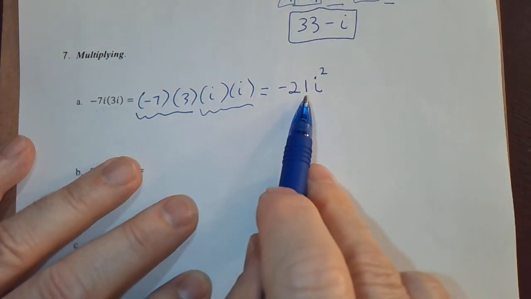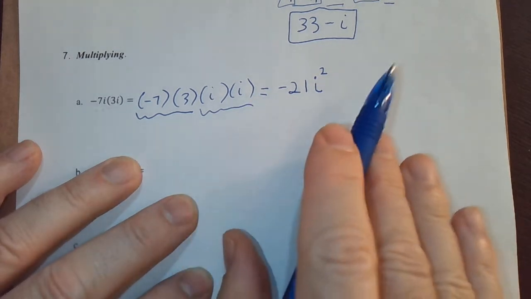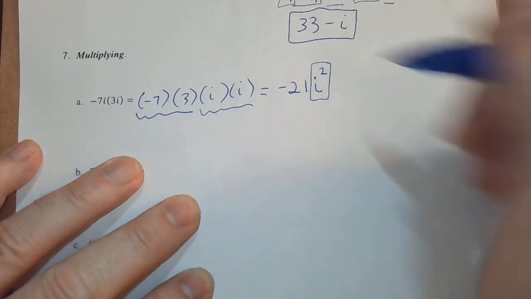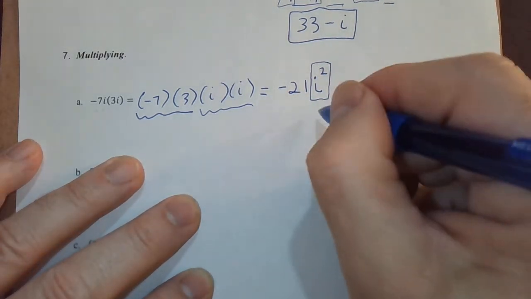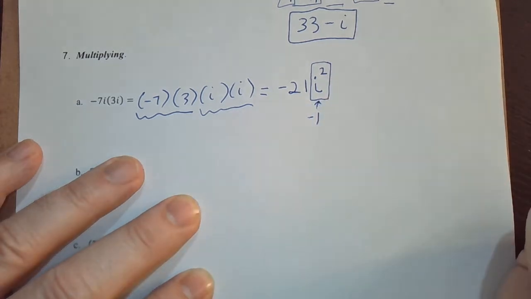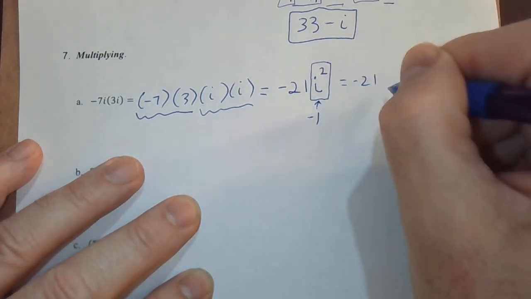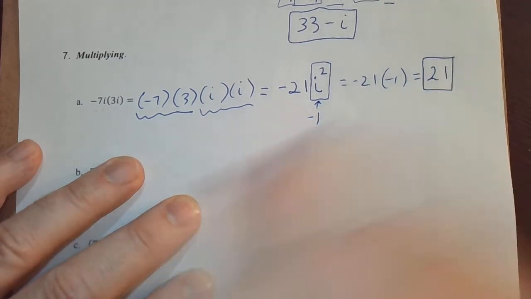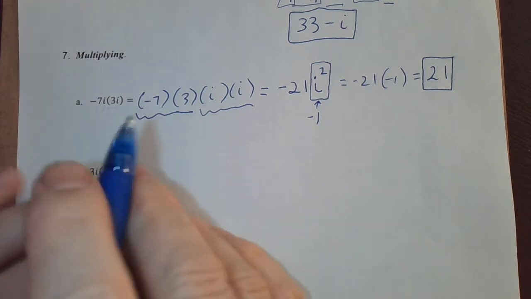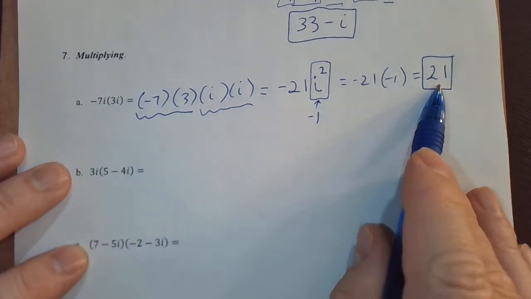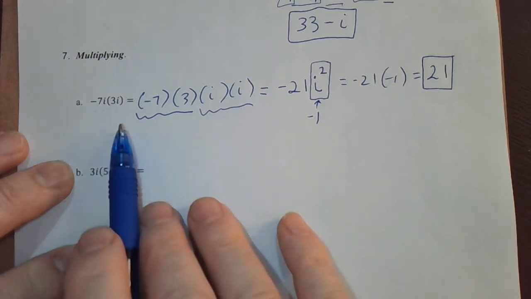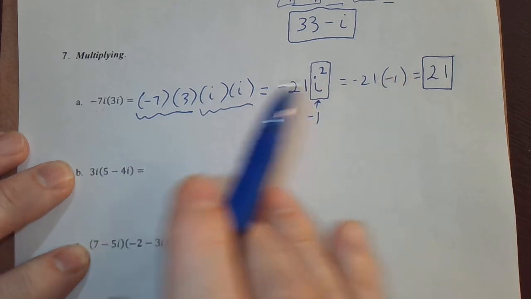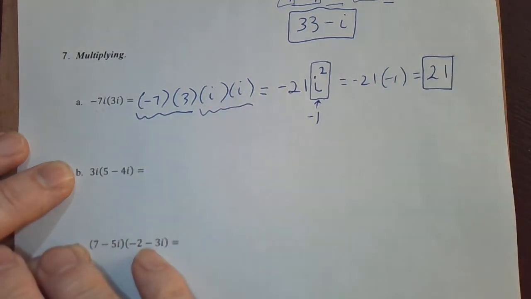You'll never leave an answer like this. Your answers are always going to have only i by itself. But we know what this is. The definition of i says that i squared is negative 1. So this is negative 21 times negative 1, which is a positive 21. So we multiplied two complex numbers together and we got a real number, which makes sense. I mean, i times i is two complex numbers multiplied together, and you get a negative 1 in that case, which is a real number.